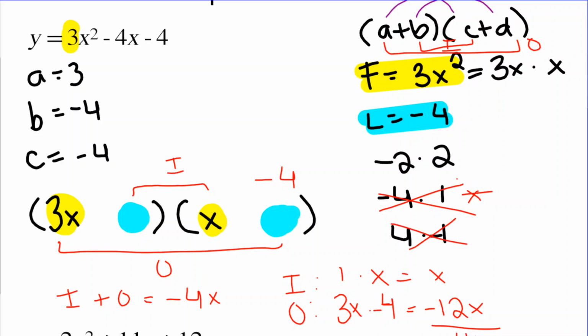So we move on, we try our next option. Lucky for us, we know that they're both 2's. The only question now is, where am I going to put the signs? Which one of these is negative and which one is positive?